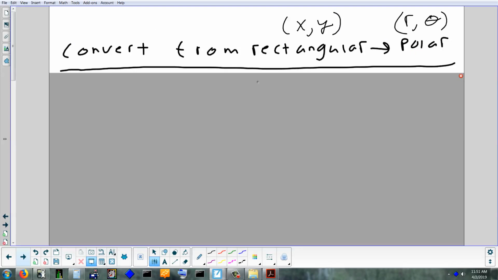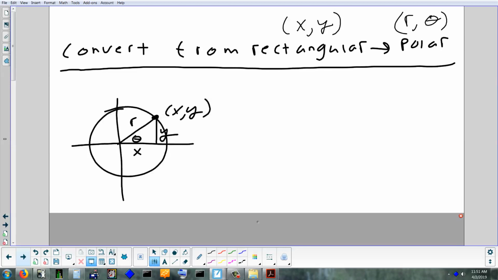I'm going to draw a diagram again. What do you think is going to be in my diagram? Circle? Yep. What else? Triangle. It's going to look like the same diagram, pretty much. But this time, I'm going to circle what you know. Last time it was the r and the theta. This time it's the x and the y. You have to find r and theta.